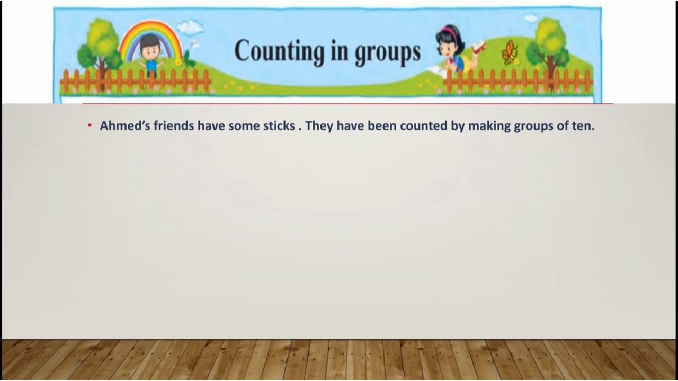Next one is: Ahmed's friends have some sticks. They have been counted by making groups of 10. So there is one boy whose friends also have some sticks, and they have also been counted by making groups of 10. They also make groups of 10 and again count these sticks.